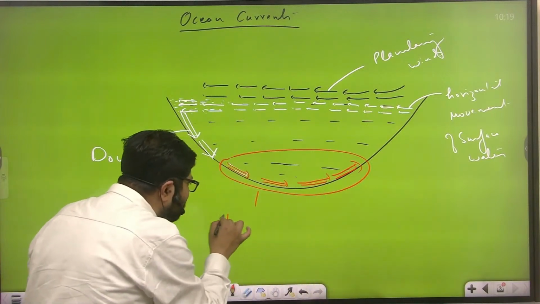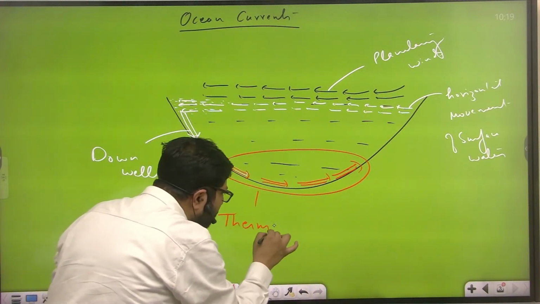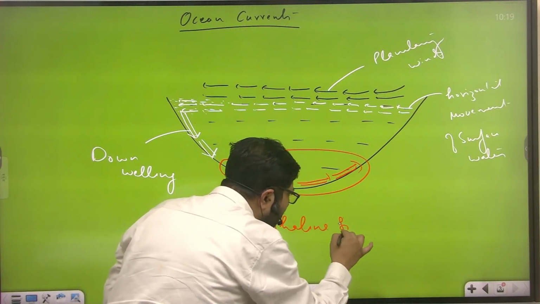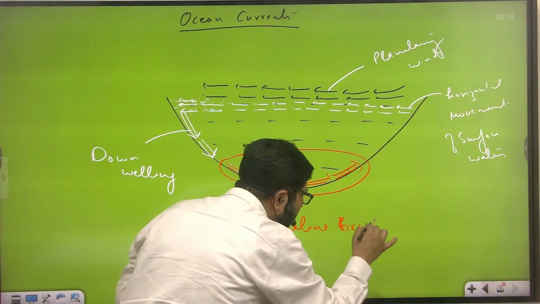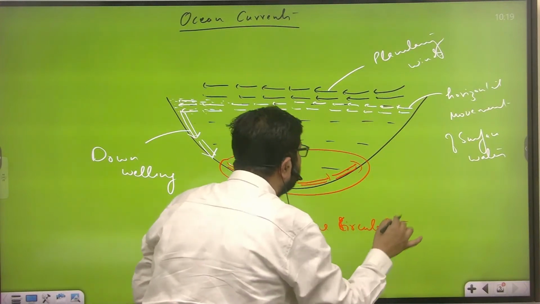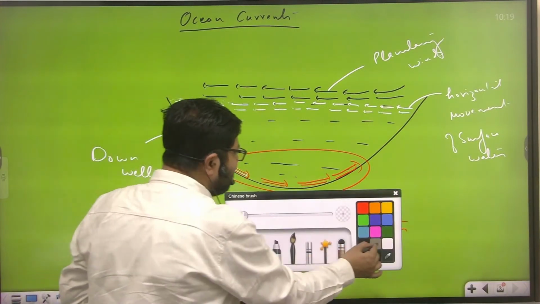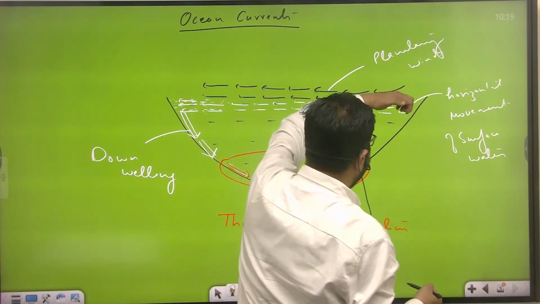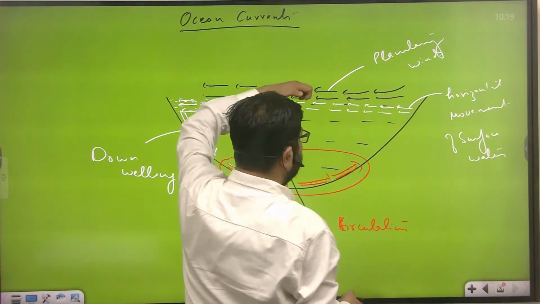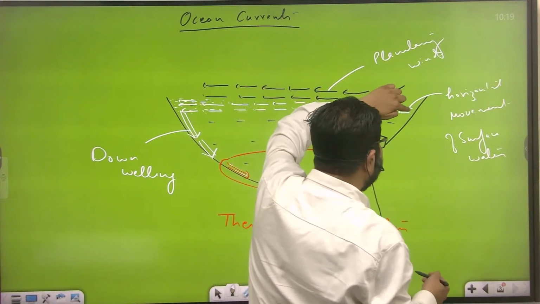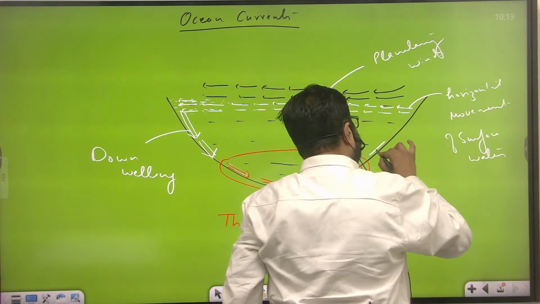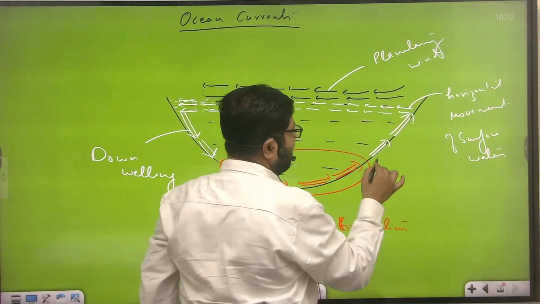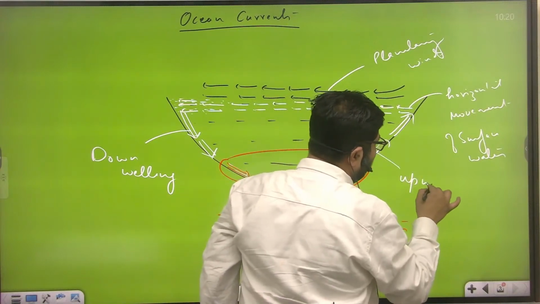This is known as thermohaline circulation. It is very slow. And on the eastern side, under the frictional drag of planetary winds, the surface water has been removed. To compensate for this loss of water, water starts upwelling on the eastern side of the tropical seas. It is known as upwelling.